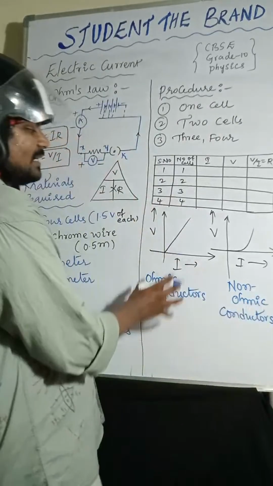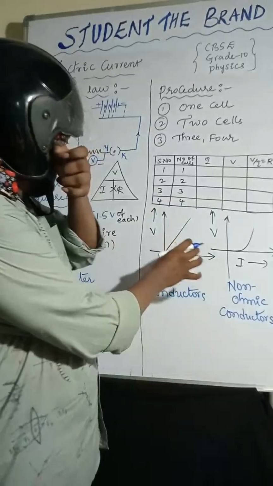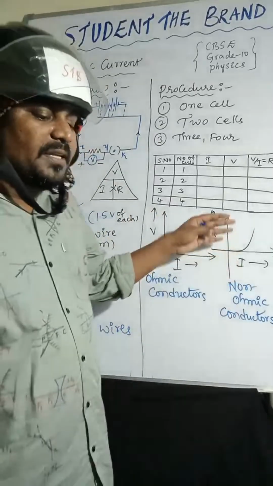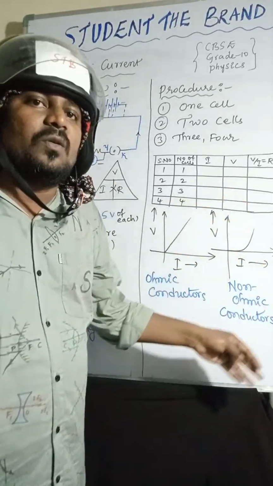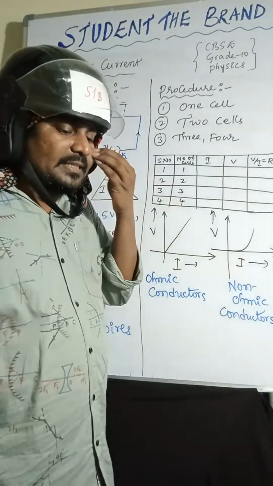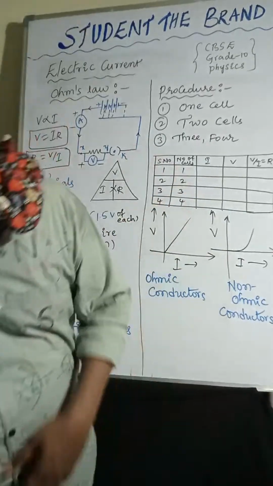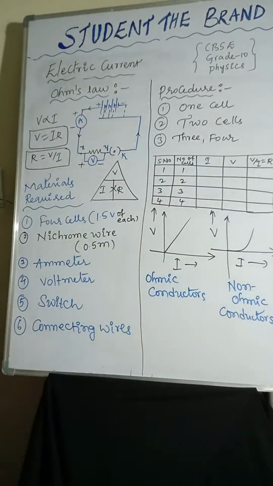The conductors which obey Ohm's law are called ohmic conductors, so the graph is linear. Non-ohmic conductors means the conductors which do not obey Ohm's law. I hope it is very clear to you all. Once again, check Ohm's law once.